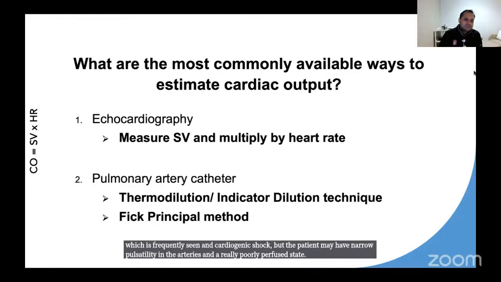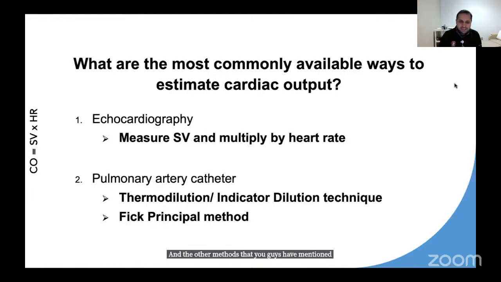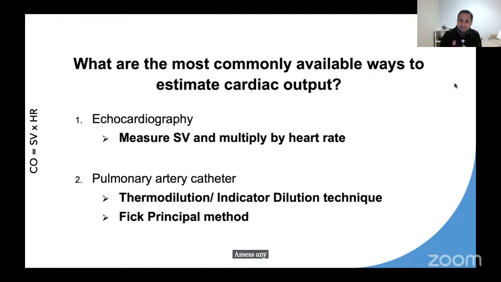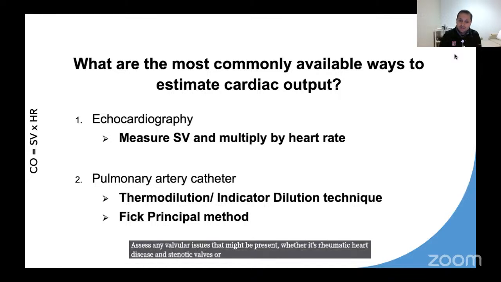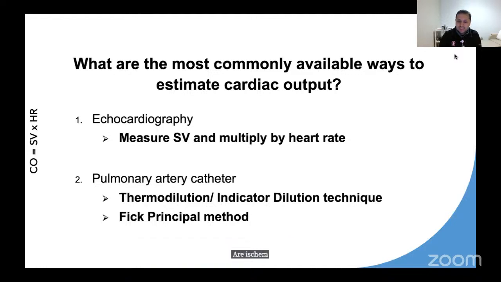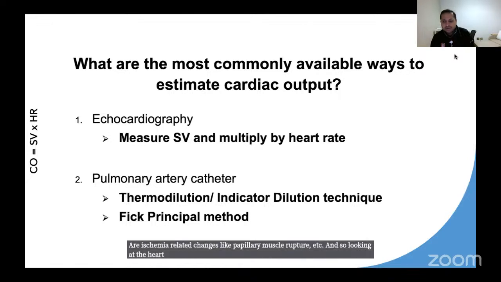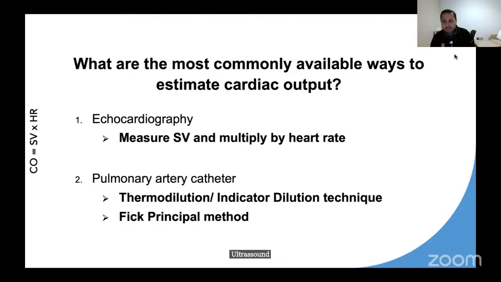And the other methods that you guys have mentioned, we will go over in sequential slides. Echocardiography looks at the chambers of the heart, which tells you about left ventricular versus right ventricular failure, and assesses any valvular issues, whether it's rheumatic heart disease and stenotic valves, regurgitant lesions from endocarditis or chronic valvular disease, or ischemia-related changes like papillary muscle rupture. Looking at the heart is a big thing, and then we measure stroke volume using point-of-care ultrasound, which is becoming more and more popular, tracking that cardiac output change over time.